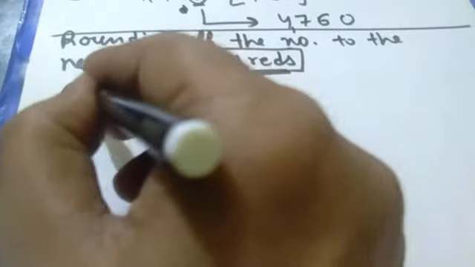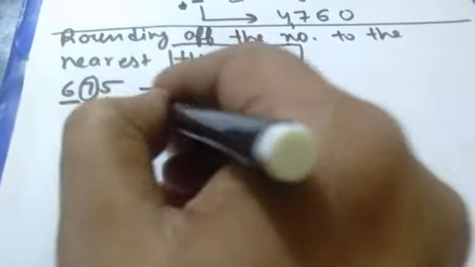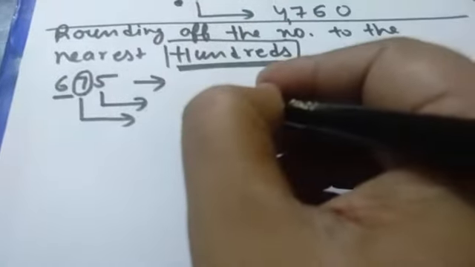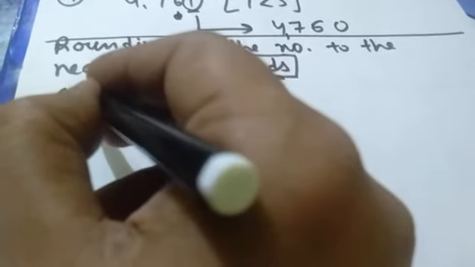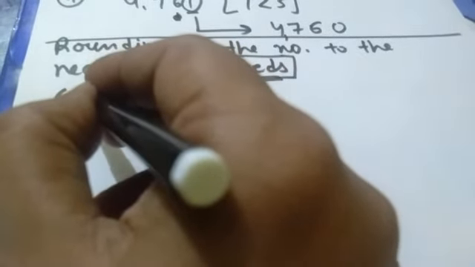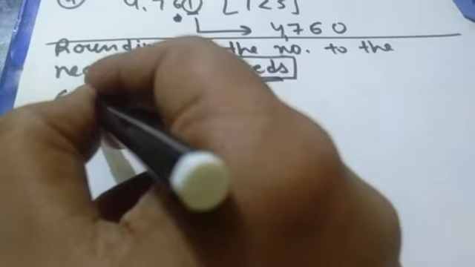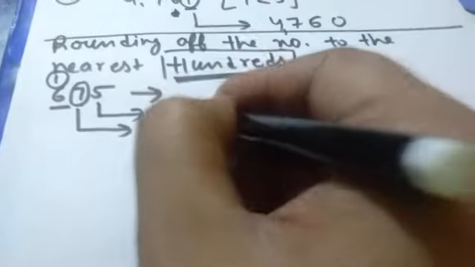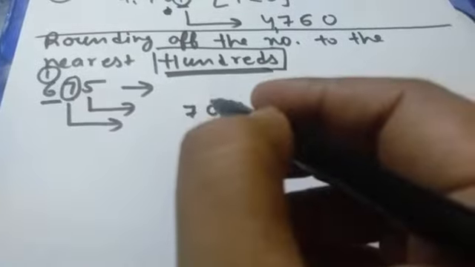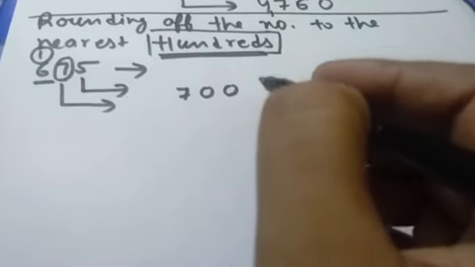So I will replace 5 and 7 by 0. Look here, 5 will be 0, 7 will be 0, and the observing digit is 7. In the last video I told you very clearly, if the observing digit is more than 5, we have to add 1 here. 6 plus 1 is 7. So rounding 675 to the nearest hundred is 700.